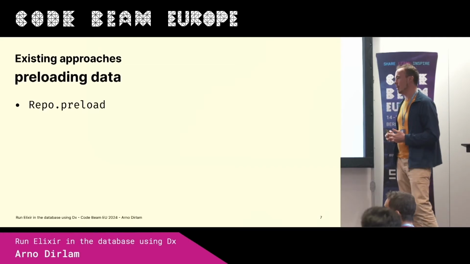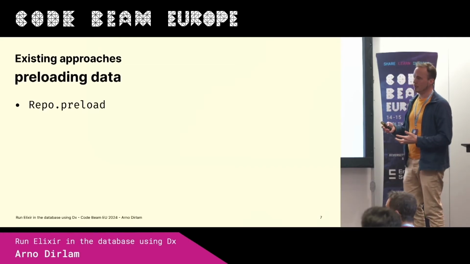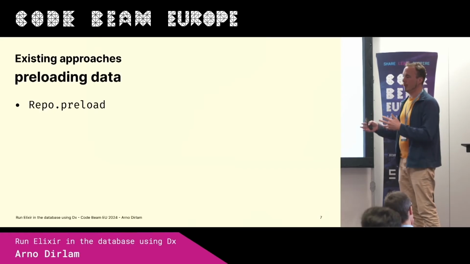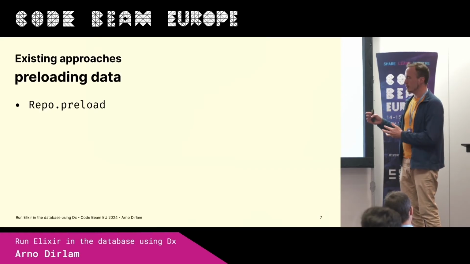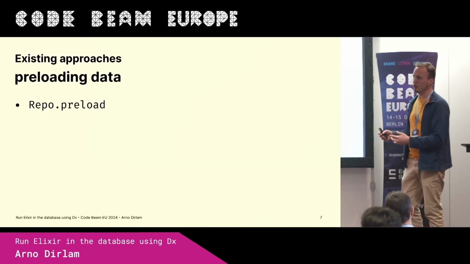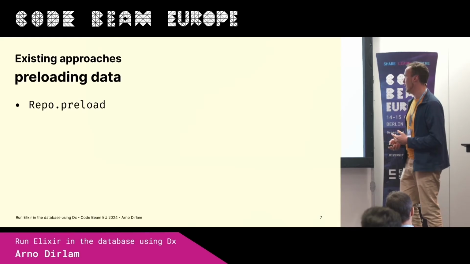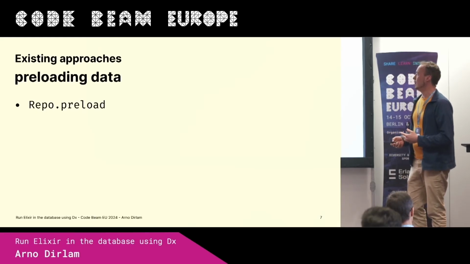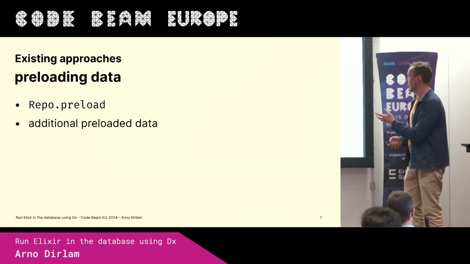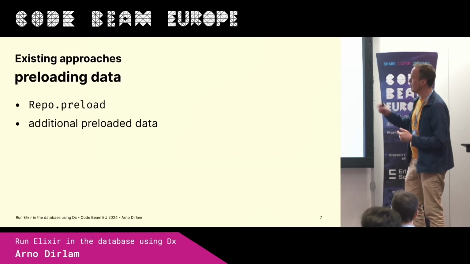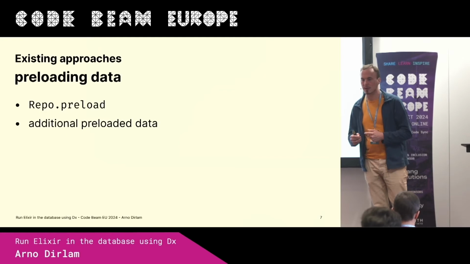So you cannot open a console and poke around with the data to just use fractions of your code. You always need to keep in mind what needs to be preloaded. You can also have additional preloaded data. I mean, not preload in the sense of associations, but just preloaded.